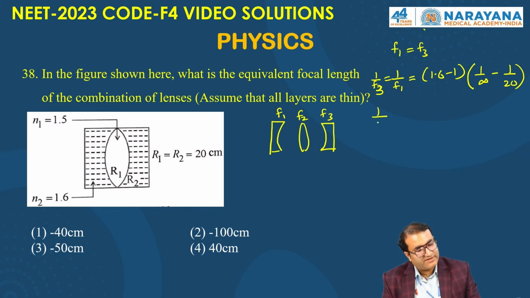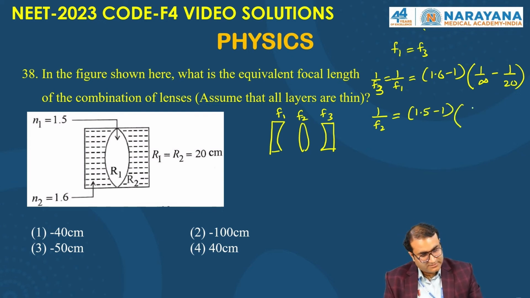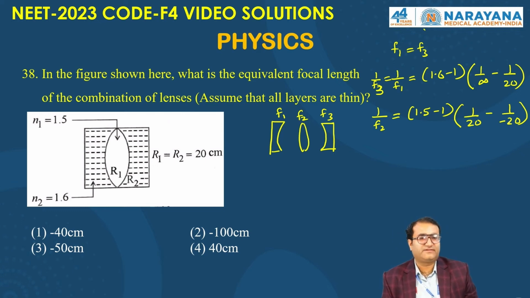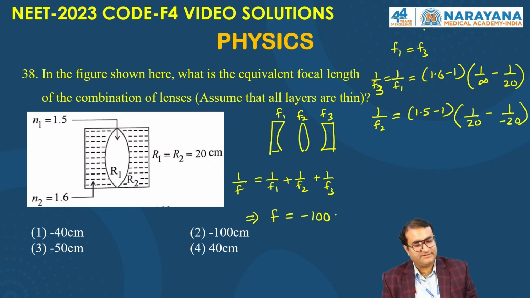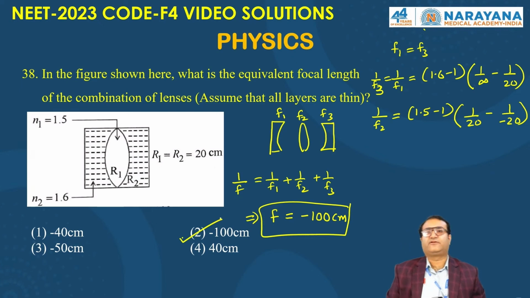1 by f2 you can write as 1.5 minus 1, 1 by 20 minus 1 by minus 20. First radius is positive, second is negative. Finally, we can write 1 by f as 1 by f1 plus 1 by f2 plus 1 by f3. From this, putting all the values, we get focal length to be equal to minus 100 centimeter. I'll go with the second option here.